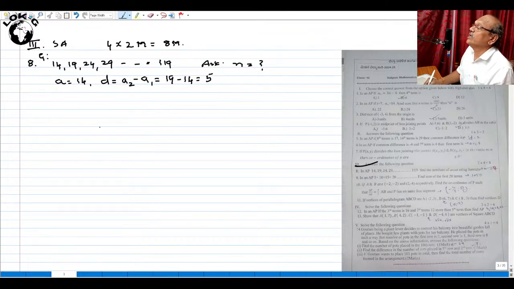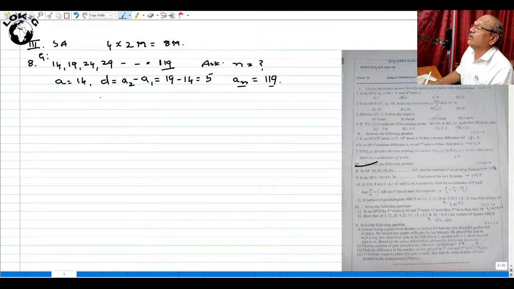Now what are you asked to find out? This particular 119, what else is given? Many students write it as n. No, wrong. It is the nth term or last term. An is equal to 119. I observed many papers where many students take this as n. No, this is An. Therefore, you are asked to find out n here.